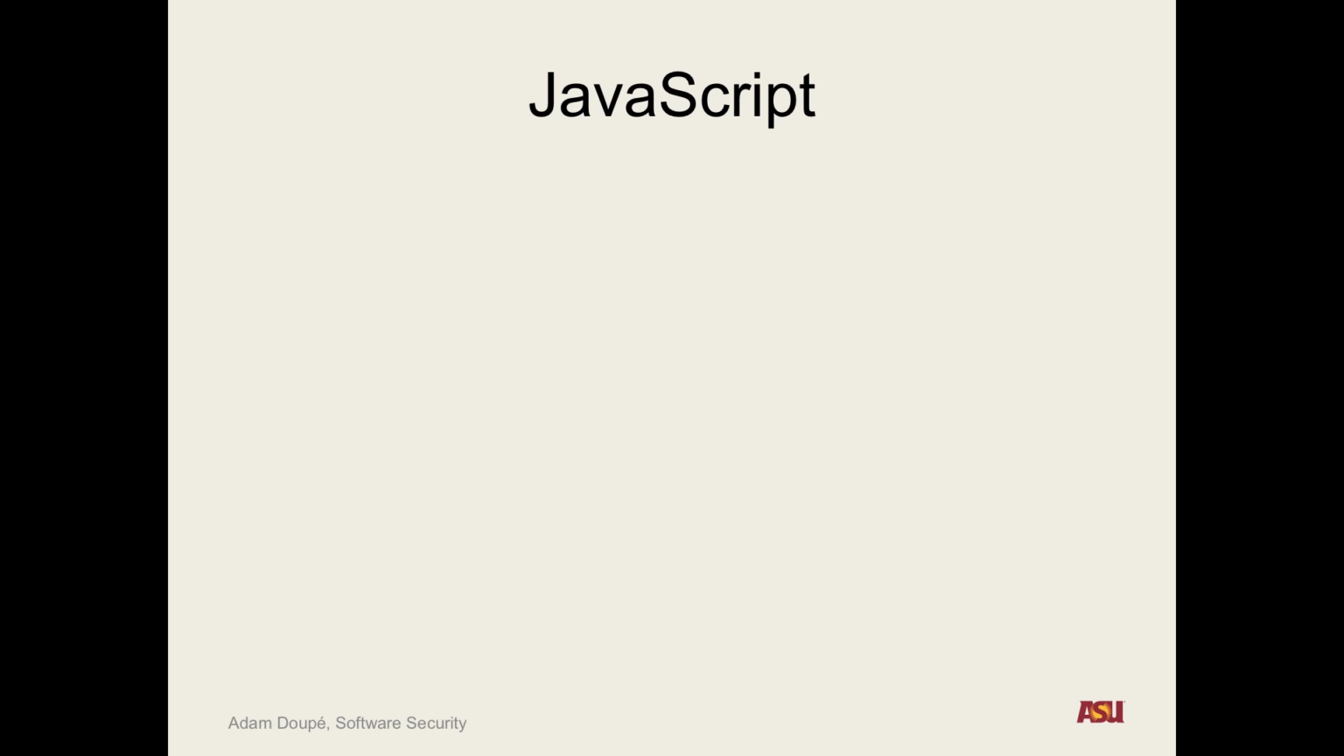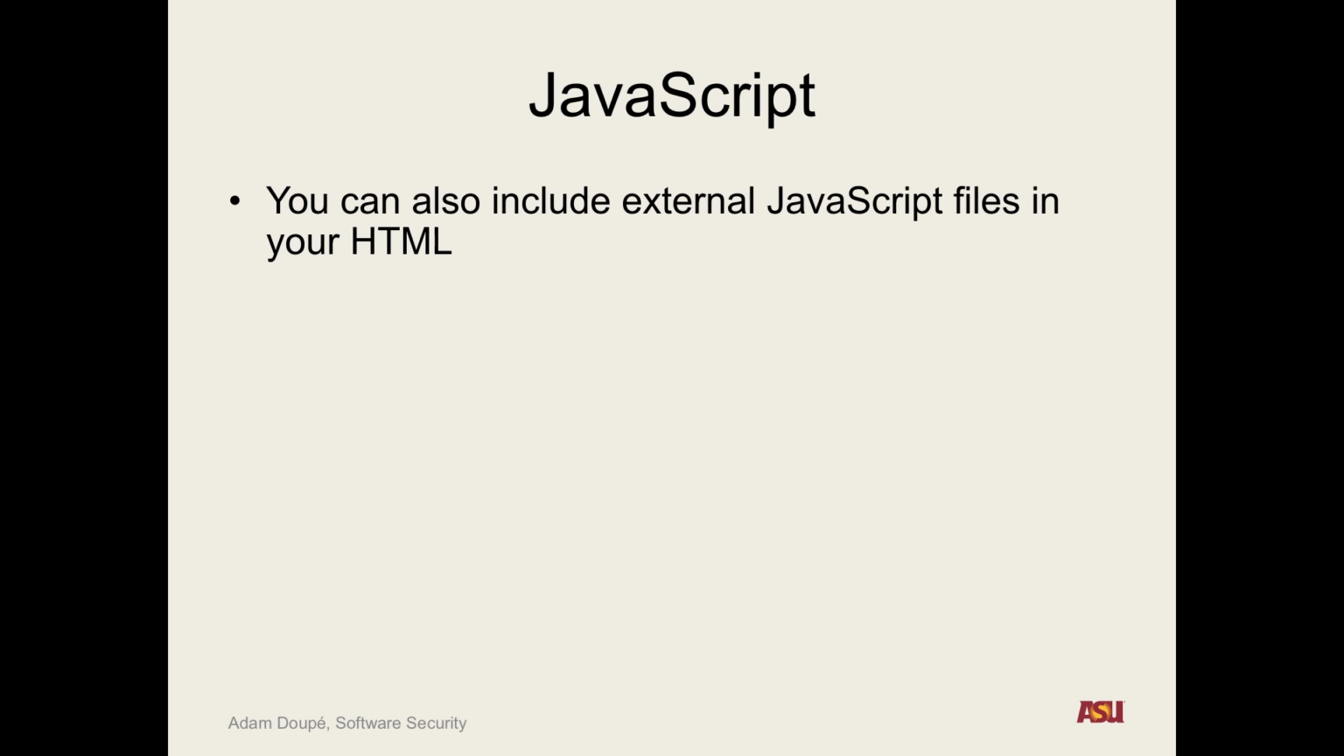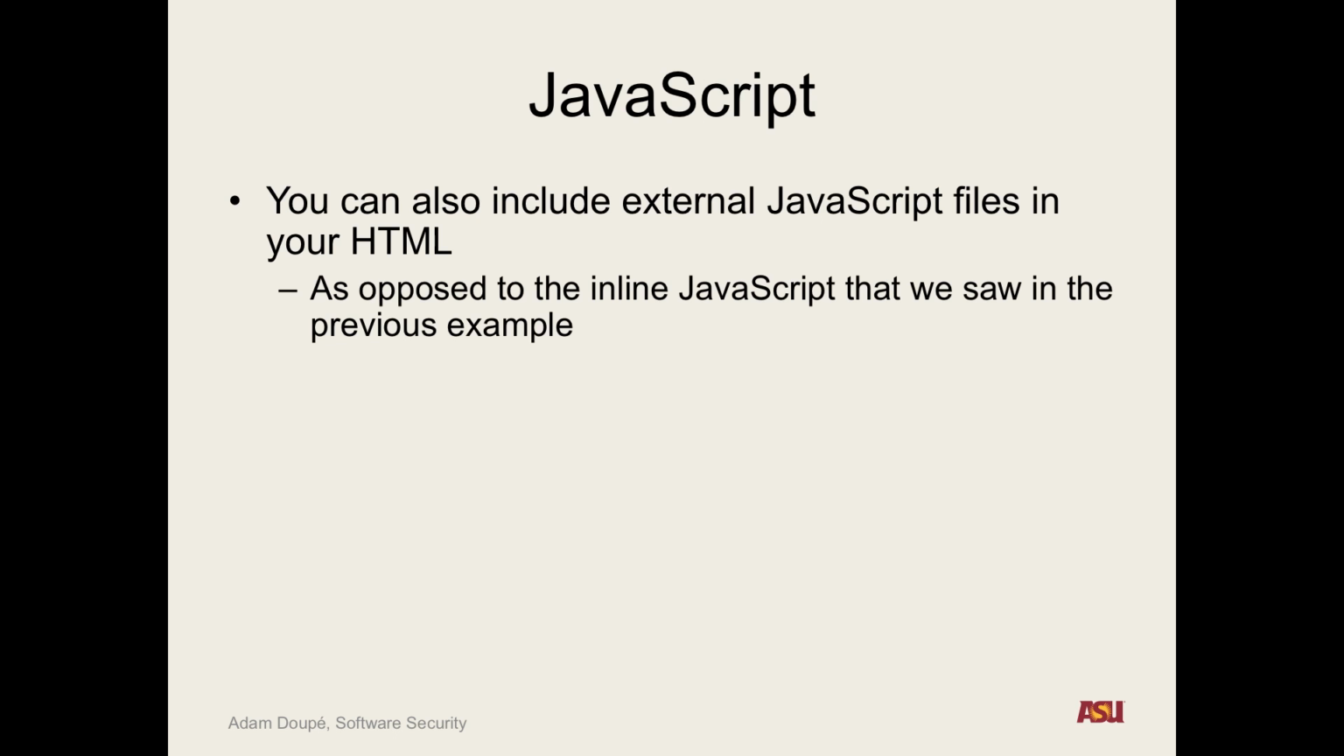And so including JavaScript directly into every HTML page is kind of a pain, right? It's not the best practice from a software engineering standpoint. You have to duplicate your code everywhere that it's used. And so you can include external JavaScript files in your HTML. The previous one we saw is called inline JavaScript, so the JavaScript code is inline in the browser page, whereas these are external.